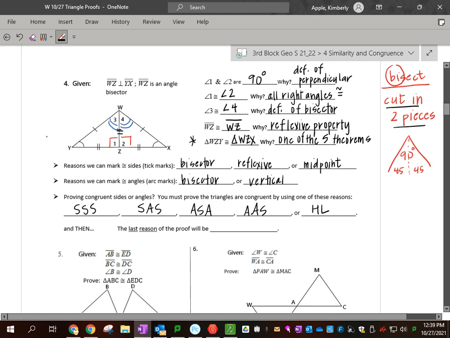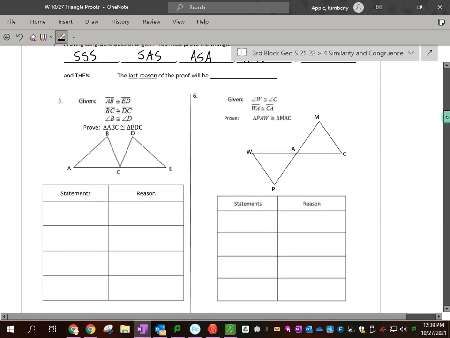I'm going to do several of these with you today, and then you're going to do something. Okie dokie. So let's head to our first proof.